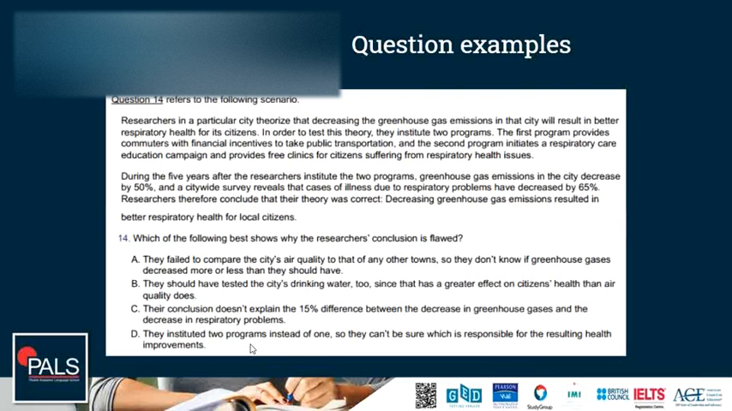They instituted 2 programs instead of 1, so they can't be sure which is responsible for the resulting health improvements. Yes. Again, if you have learned about the scientific method already, you should know that usually an experiment has one independent variable, so that we see the effect on the dependent variable. In this case, we have 2 independent variables, we have 2 programs, so the scientists can't tell which one is related to the health improvements of the citizens.